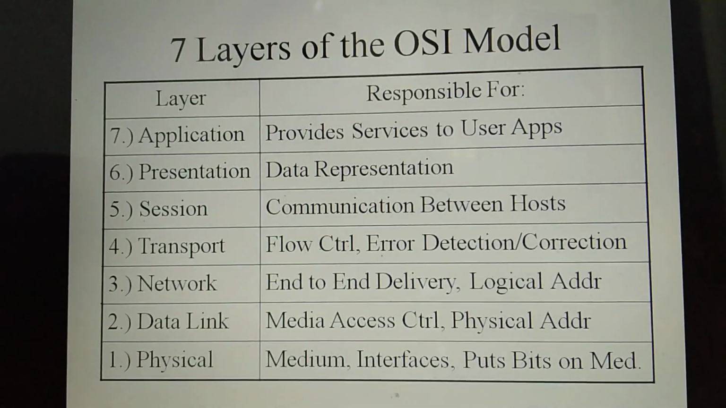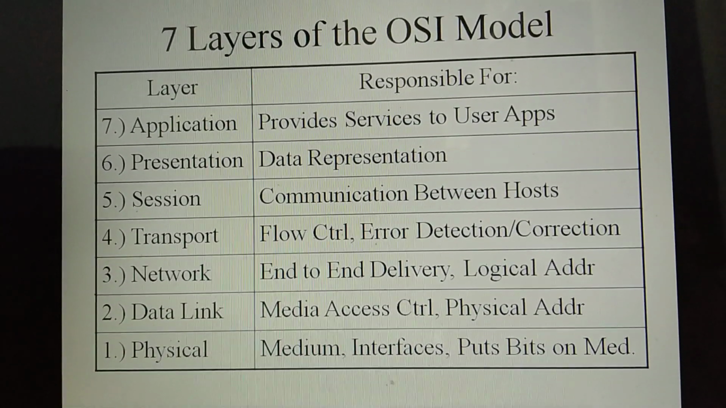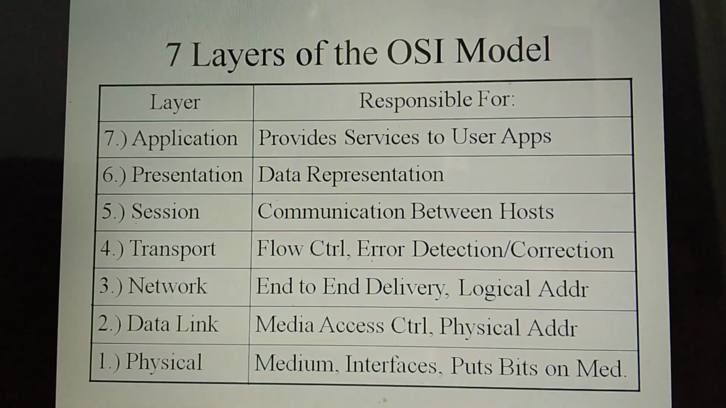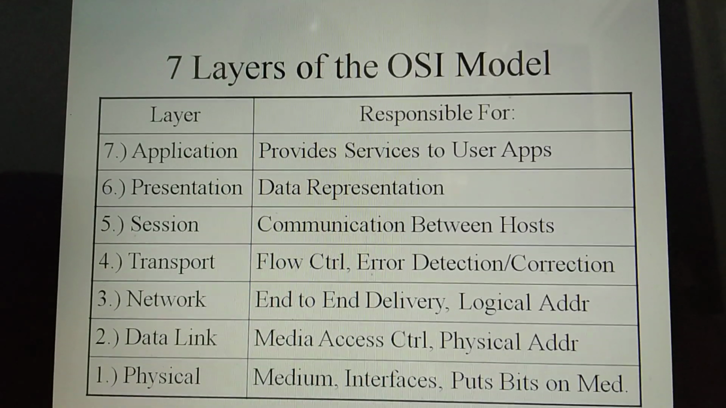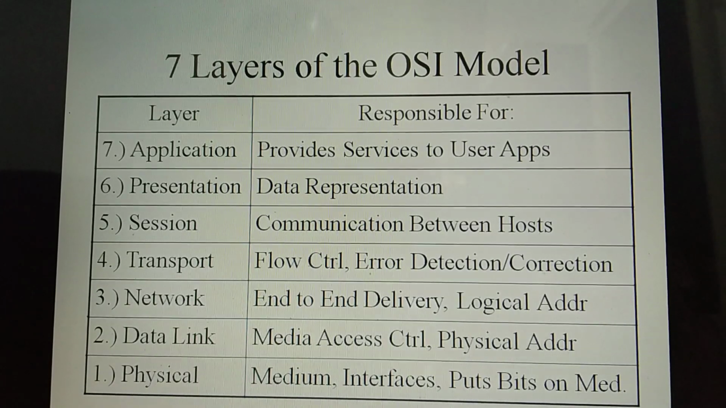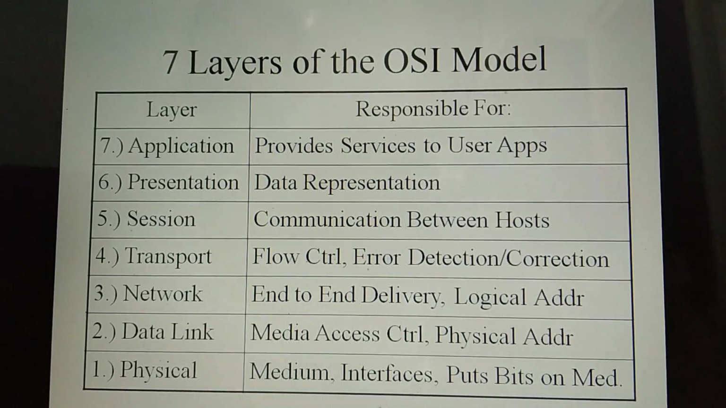So here are the 7 layers, starting from the lower layer: physical layer, data link layer, network layer, transport layer, session layer, presentation layer, and the application layer.